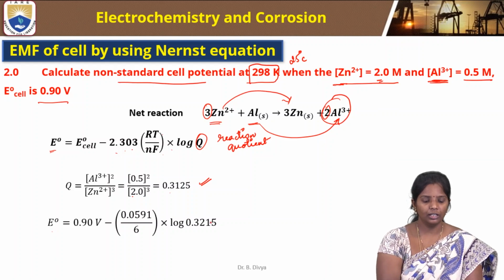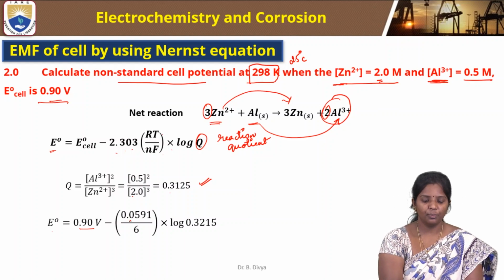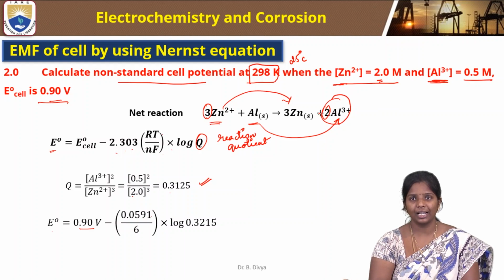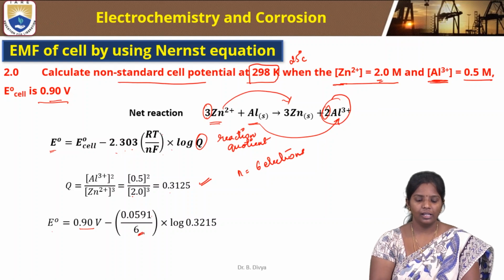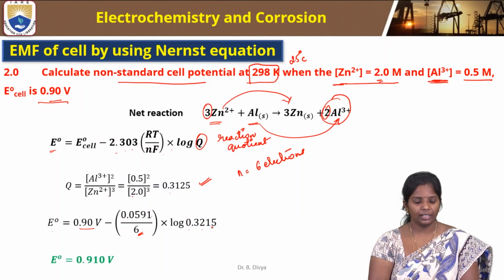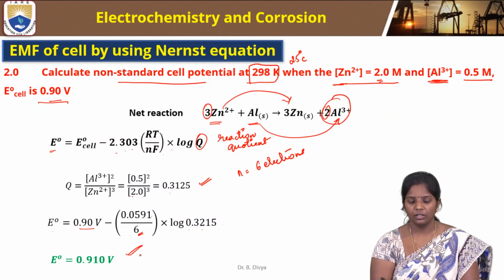So substitute the same thing in Q. E naught is equal to 0.90 volt, as given in the question, minus 0.0591 by 6. How the 6? 3 into 2. So 6 electrons are involved, N is equal to 6. So we are taking it as 6 into log 0.3125. After substituting and calculation, we get 0.910 volt.